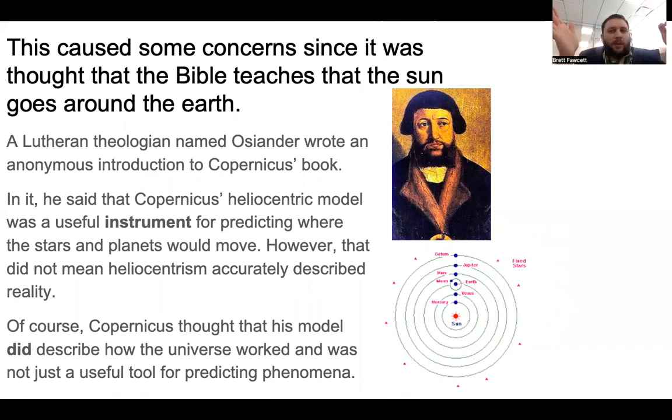But that doesn't mean heliocentrism is true. It doesn't mean it actually is the real way that the universe is constituted. Now, Copernicus thought that yes, it was. But Osiander is saying, no, it's just a helpful instrument. It's a useful model for observation and prediction purposes.